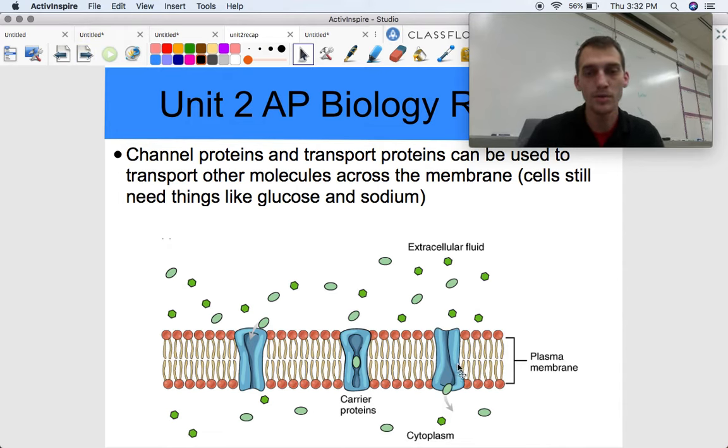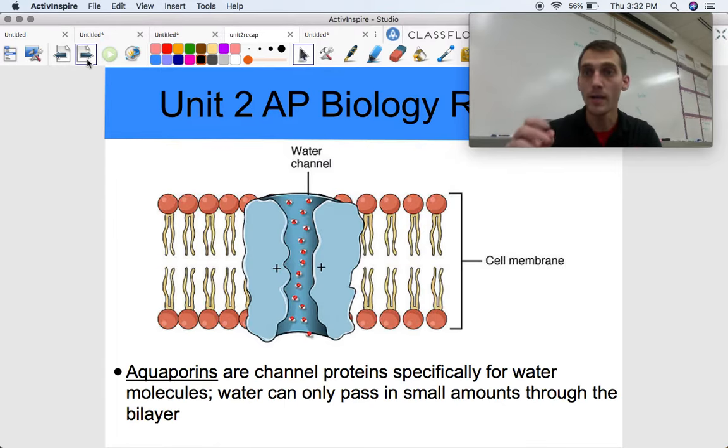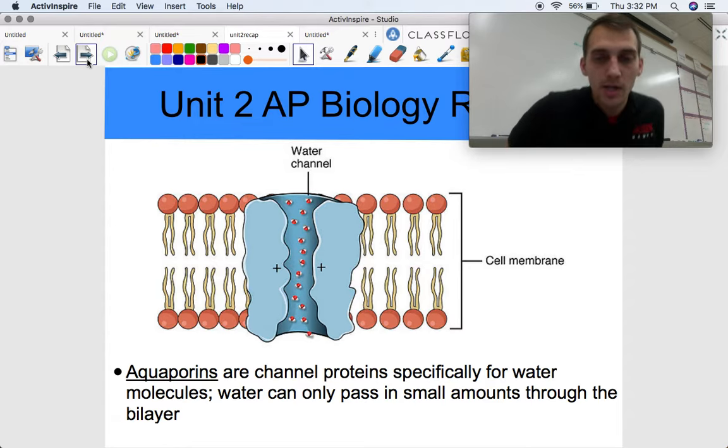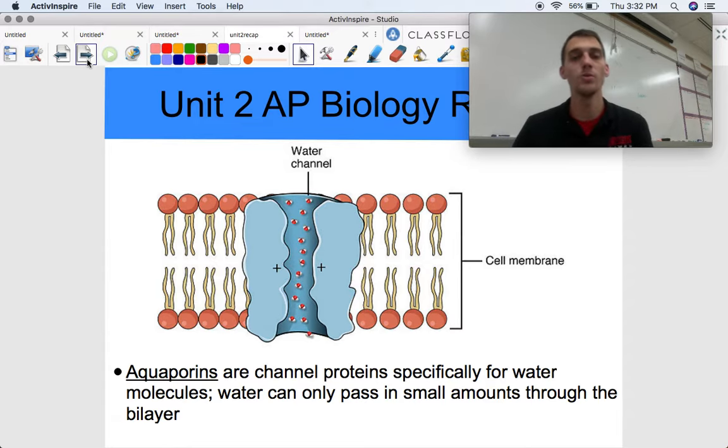So here's a carrier protein, here's a channel protein. If we need stuff from the outside of the cell, one way for them to get through is through one of these proteins. It's a little channel, it's a hole, that can open and close to allow certain molecules in. One of which is called an aquaporin. It's a channel protein specifically for water molecules.